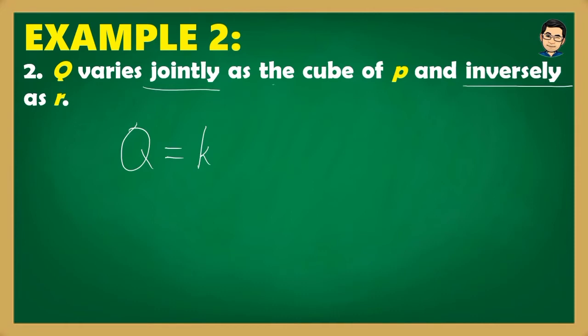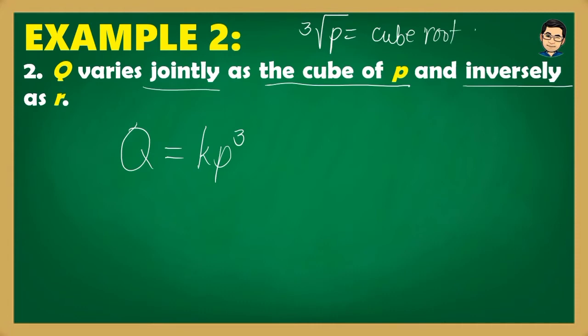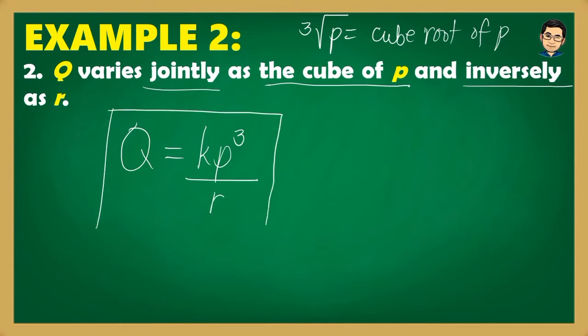And then, the cube of P. So, yung cube of P tsaka cube root of P, magkaiba po yun. So, kapag cube of P, P cube. Pag ganito po siya, cube root of P. And then, inversely as R, all over R. So, our final answer will be Q is equal to KP cube all over R.